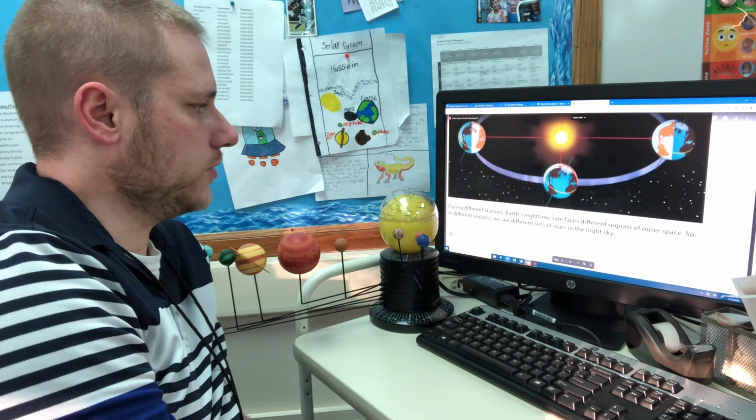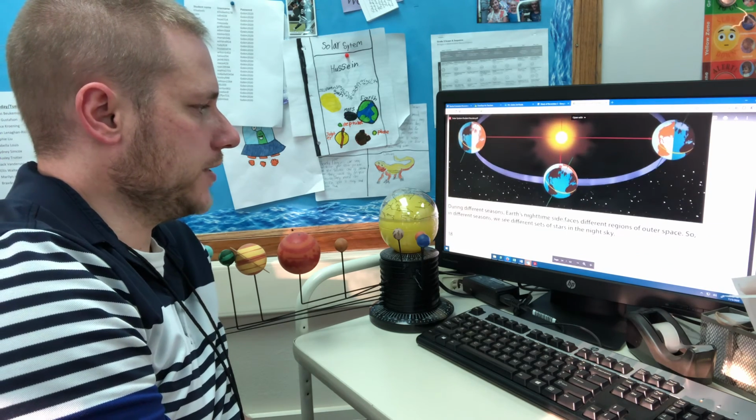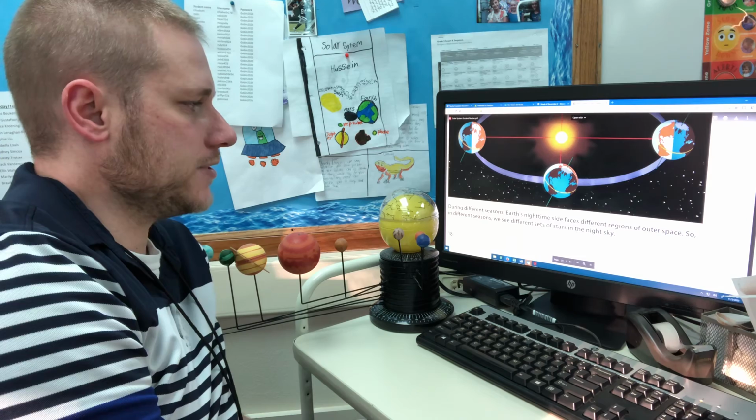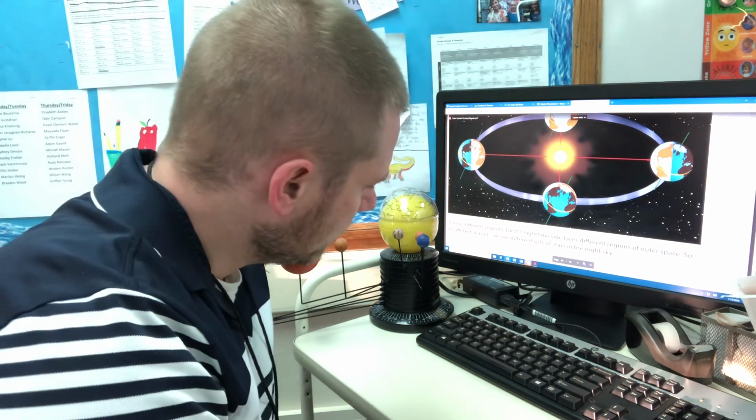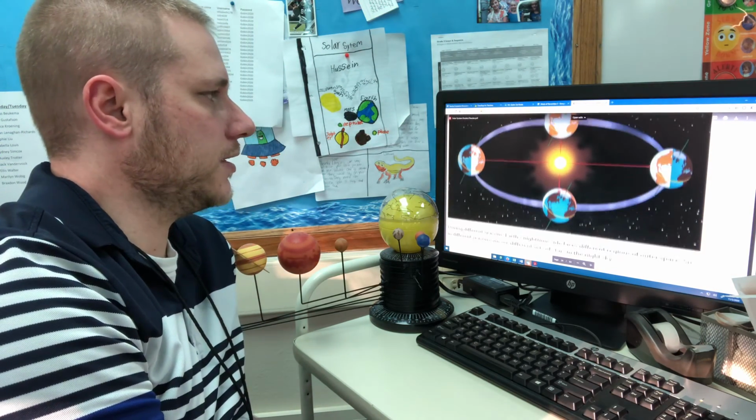And that's it, quick one. So here, during different seasons, Earth's nighttime side faces different regions of outer space. So in different seasons, we see different sets of stars in the night sky.